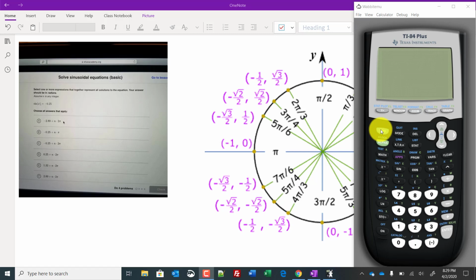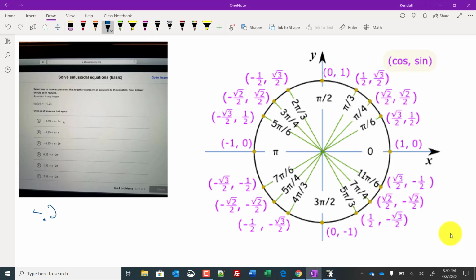We're trying to solve for an angle, so we're going to use second sine on our calculator, and then we're putting in our answer, which is negative 0.25, and we get an answer of negative 0.252. So if we look at our answers over here, we've got a couple, two in fact, that have that as a possibility. So we know for sure that one of our answers is going to have negative 0.25 in it. But now we need to think about the sine curve itself.